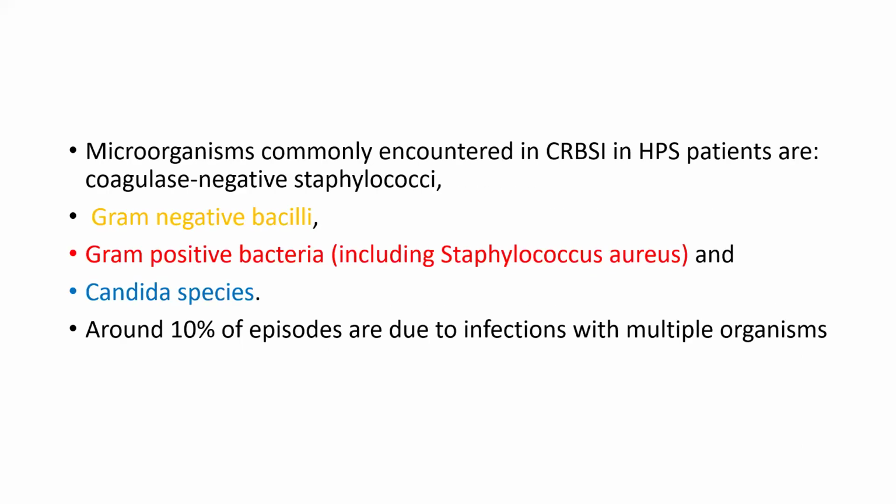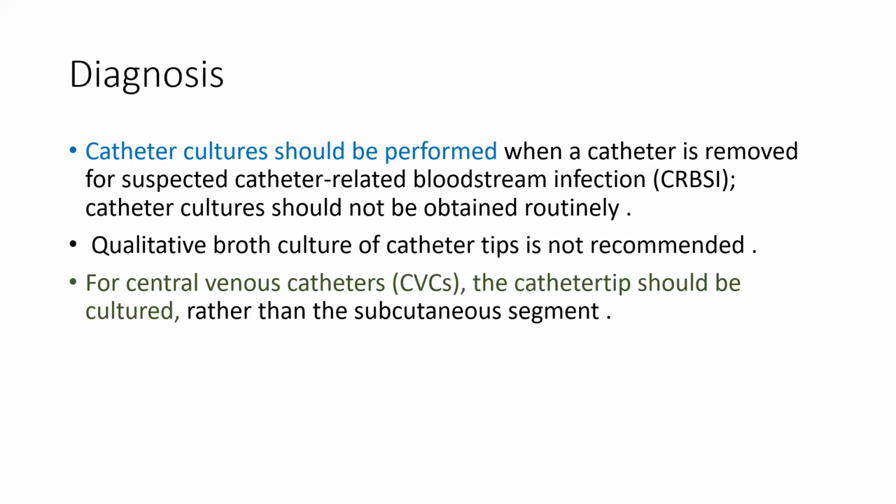Microorganisms most commonly encountered in CRBSI in patients on parenteral solutions are coagulase negative staphylococci, gram negative bacilli, gram positive bacteria including Staphylococcus aureus, and Candida species. Around 10% of episodes are due to infection with multiple organisms. Now, how are we supposed to diagnose it?